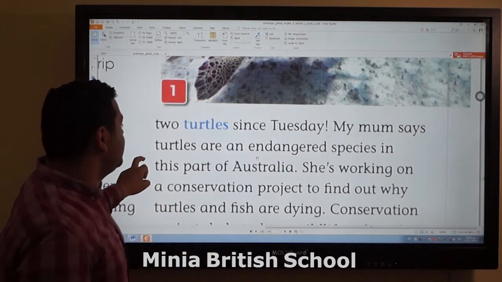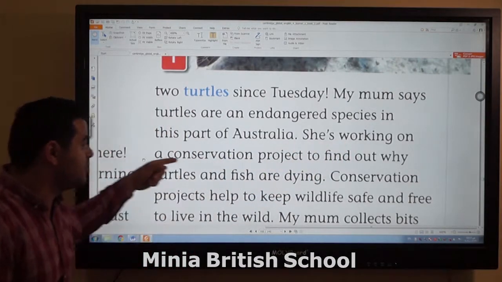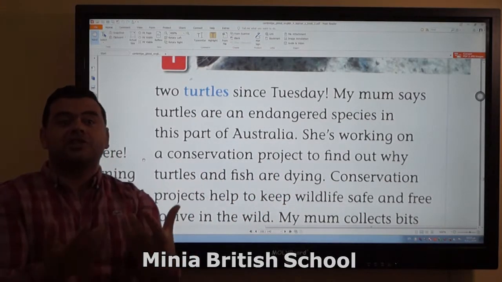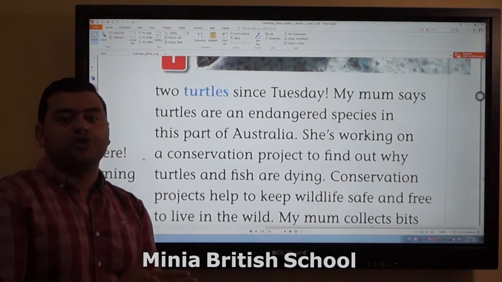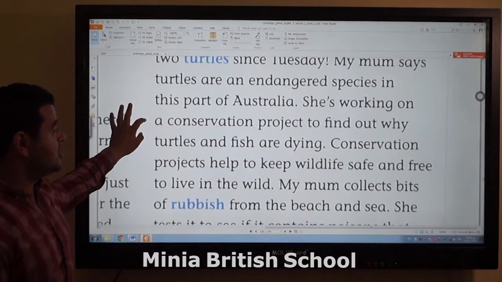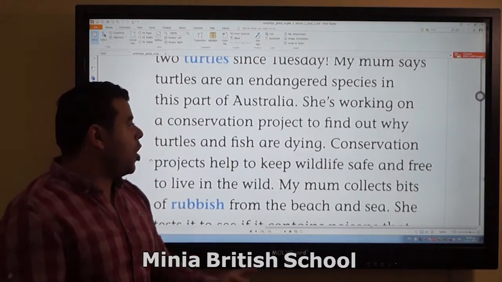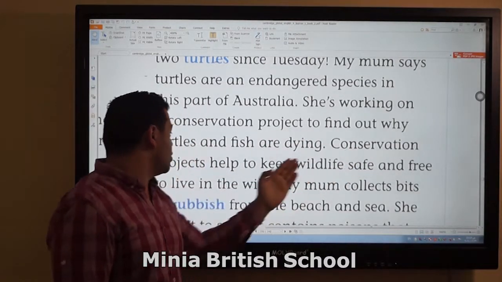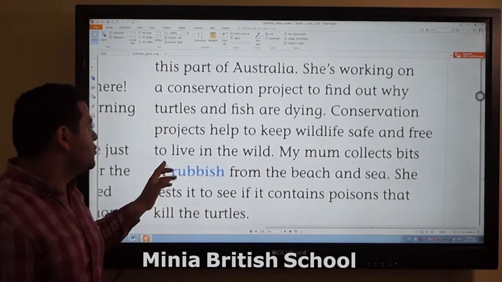In this part of Australia, she's working on a conservation project. Highlight this word: conservation project, a project to protect some species of animals. So her mom is working on a conservation project to protect the turtles, to find out why turtles and fish are dying. Conservation projects help to keep wildlife safe and free to live in the wild.